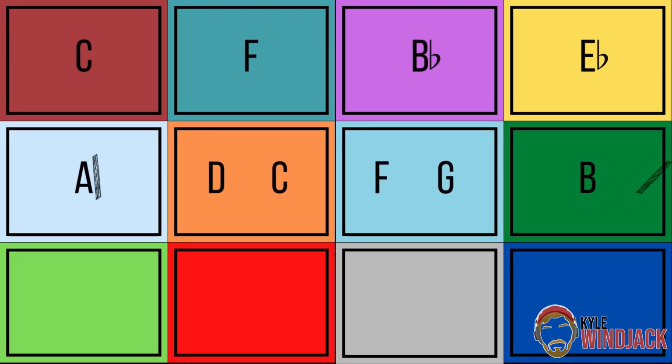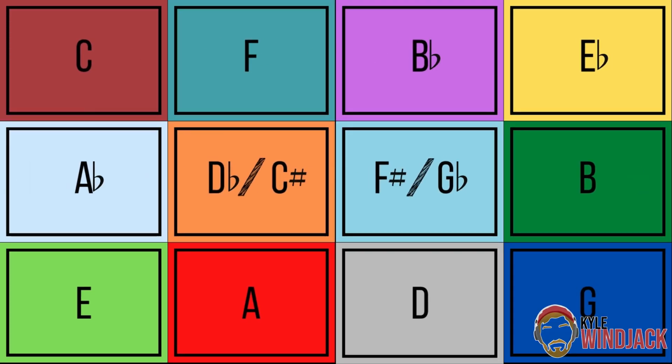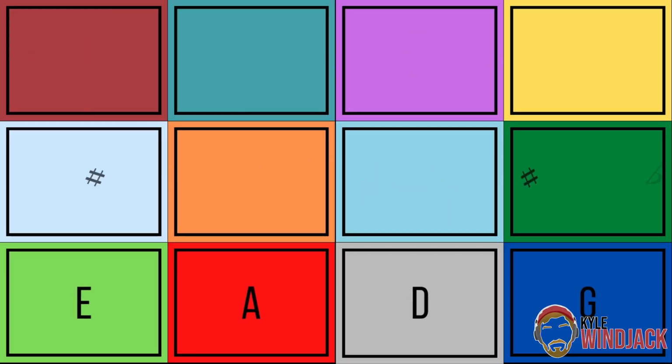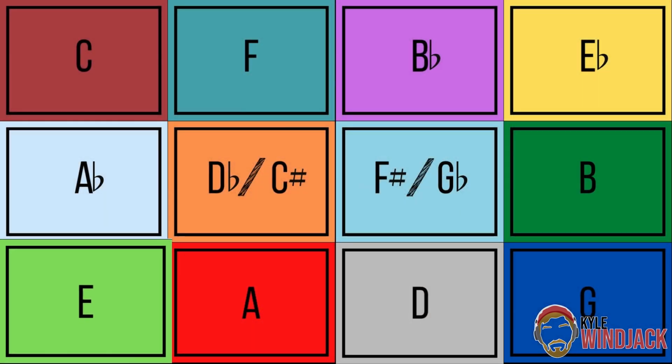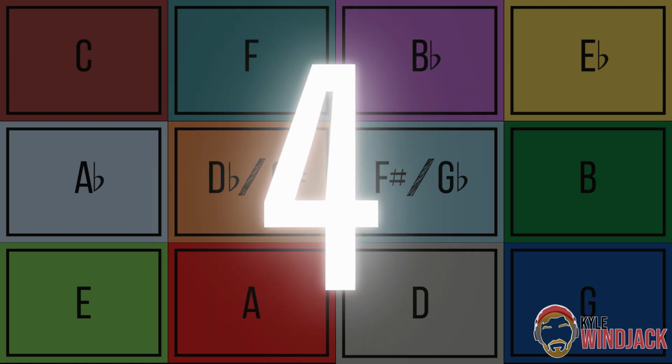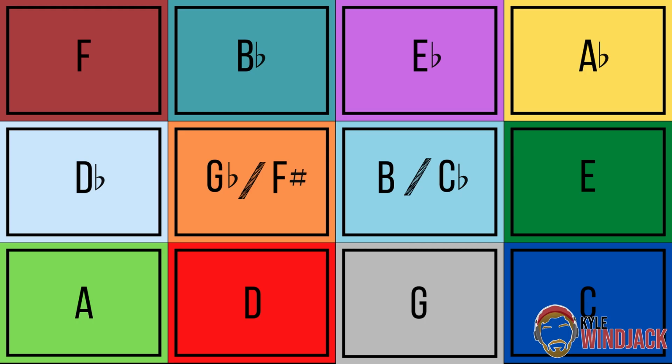And you can do this in all 12 keys because I've set it up so that each of these boxes on the screen corresponds with a given key. So you just focus on whatever box corresponds to the key that you're working on. So for example, if I was working on the key of E, I would focus on this green box here, and when I call out 4, then the answer will come up as A in that box.